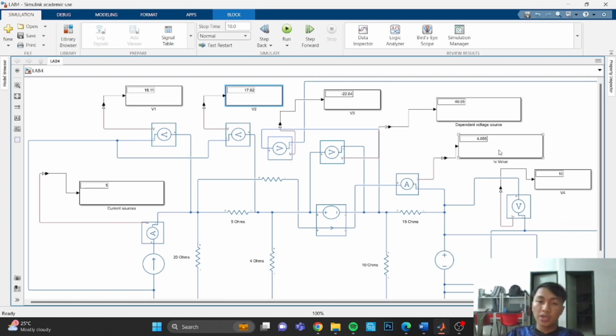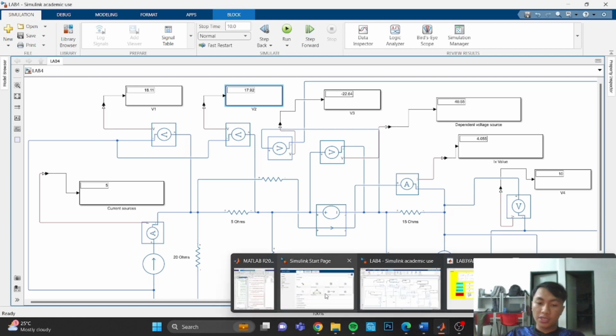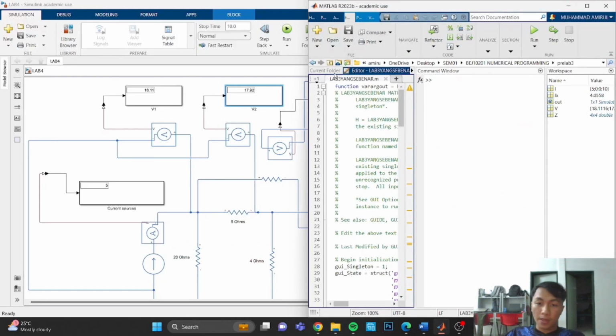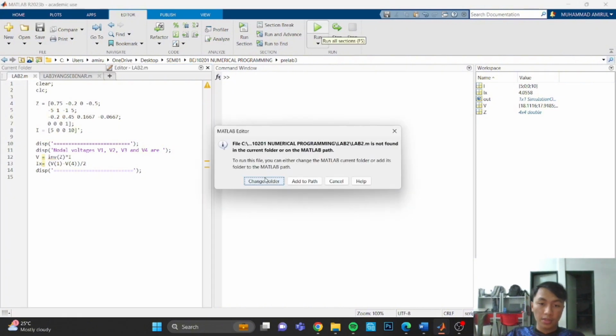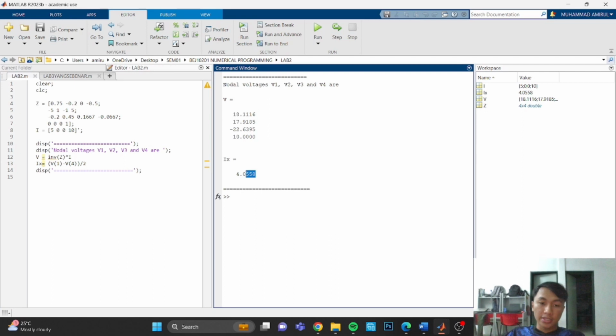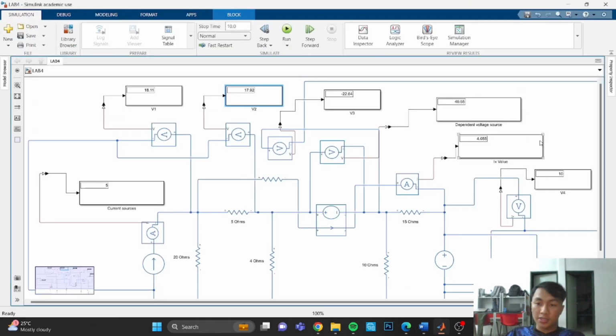So Ix, how to get Ix? The Ix value is V1 minus V4 divided by 2. If I solve using the code, this one, if I run, we can get Ix is 4.0558. Same as the simulation. Okay, that's all from me. Thank you.